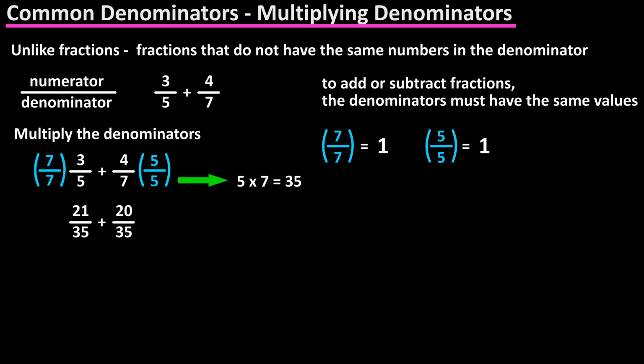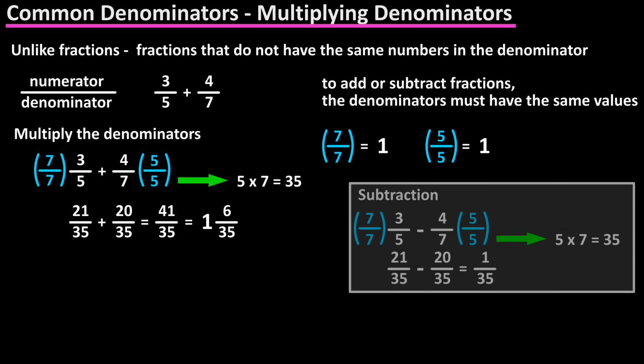Now since they have the same denominators, we can add them together, which is done by adding the numerators. So 21 plus 20 equals 41. And we keep the denominator of 35, so 41 over 35. And if you want, you can convert this to a mixed number, which is 1 and 6 over 35. We would use this same method for subtracting fractions.